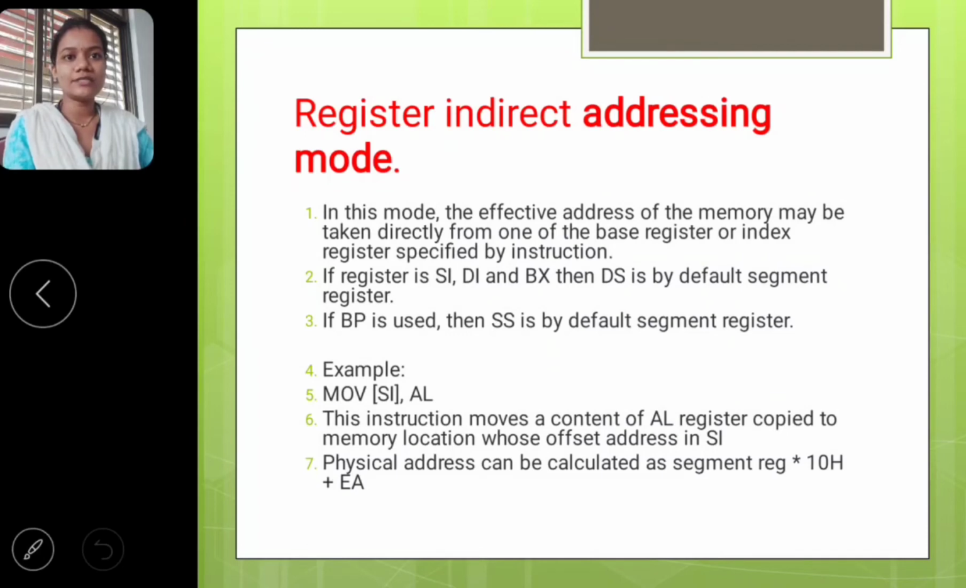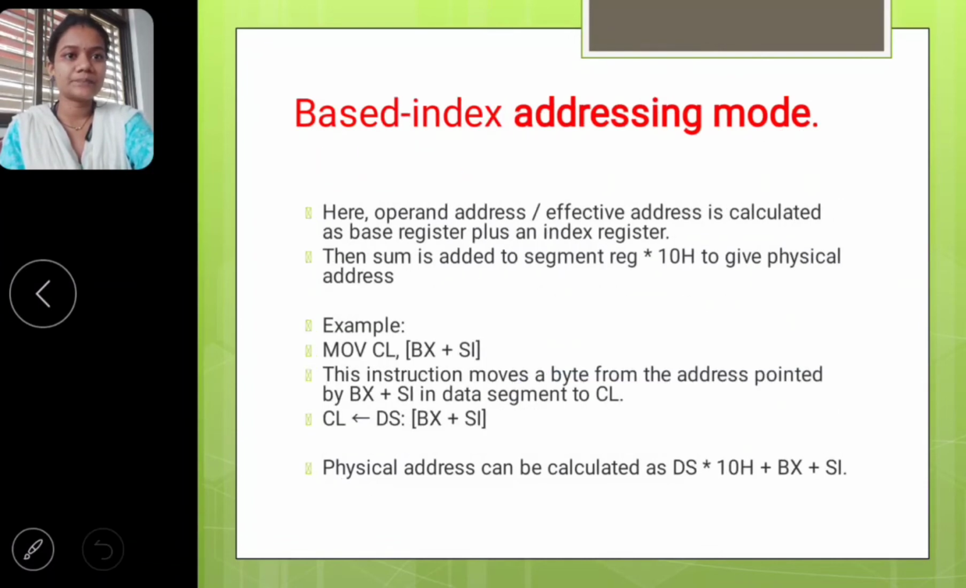SS is a default segment register. Suppose our example is MOV [SI], AL. It will move the content of the AL register into the offset address in SI. So how do we calculate the address of this? Segment register times 10H plus effective address.